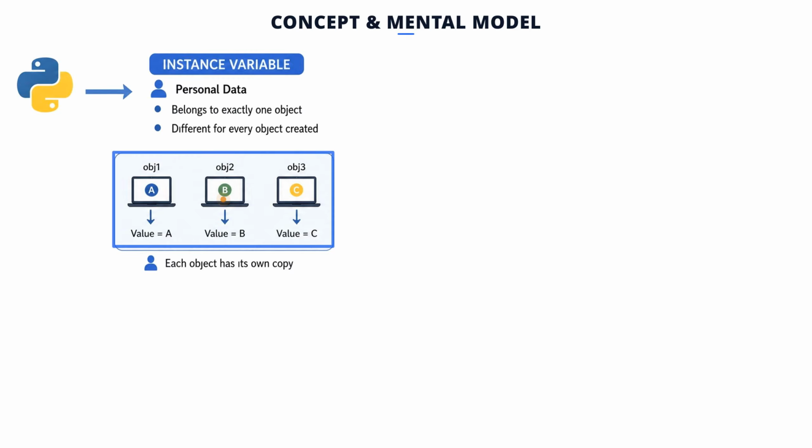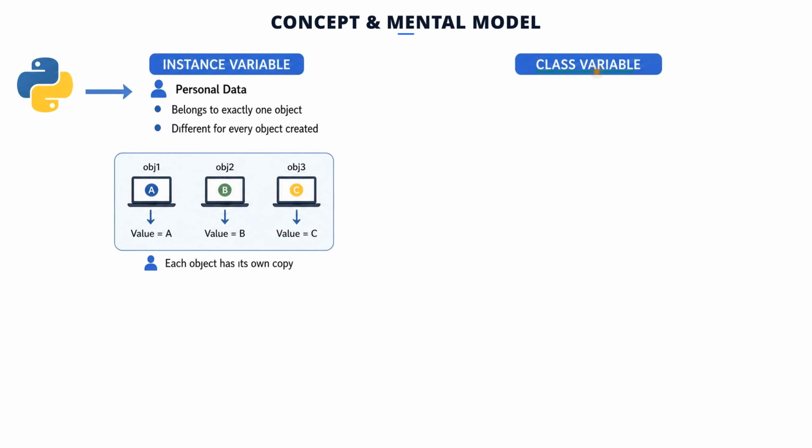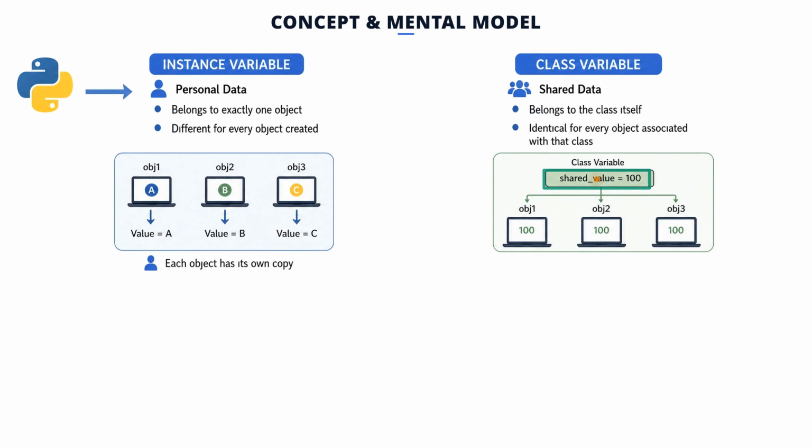Now let's look at the right side. Class variables. This represents shared data. This information belongs to the class itself rather than any single object, making it identical for every object associated with that class. Notice how the shared value of 100 cascades down so all objects share that exact same value.